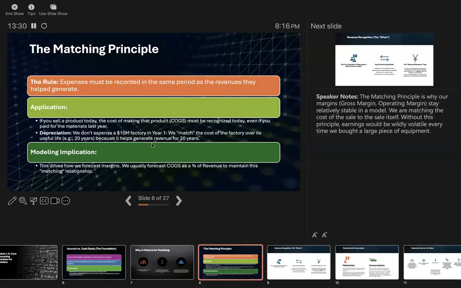So what is the modeling implication? This drives how we forecast margins. You'll be taught how to do the forecasting, guys. They are quite interesting tools in Excel that we'll be using to forecast.